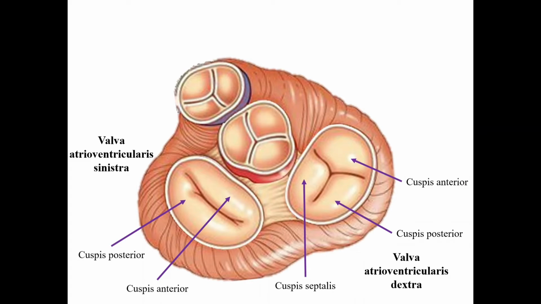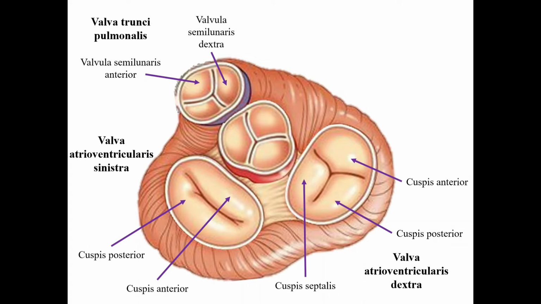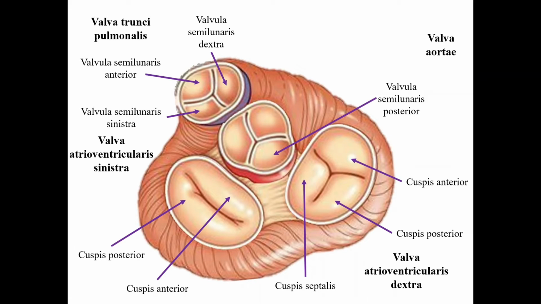Directly at the beginning of the pulmonary trunk is the valva trunci pulmonalis, the pulmonary trunk valve, consisting of three semilunar flaps: valvula semilunaris anterior, valvula semilunaris dextra, valvula semilunaris sinistra. The valva aortae, the aortic valve, consists of three semilunar valves: valvula semilunaris posterior, valvula semilunaris dextra, valvula semilunaris sinistra.